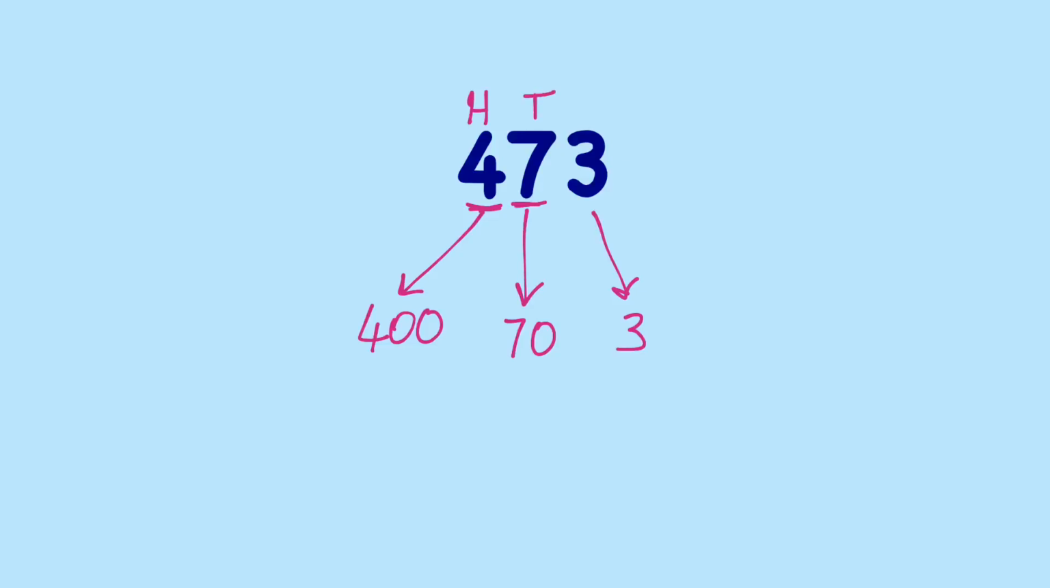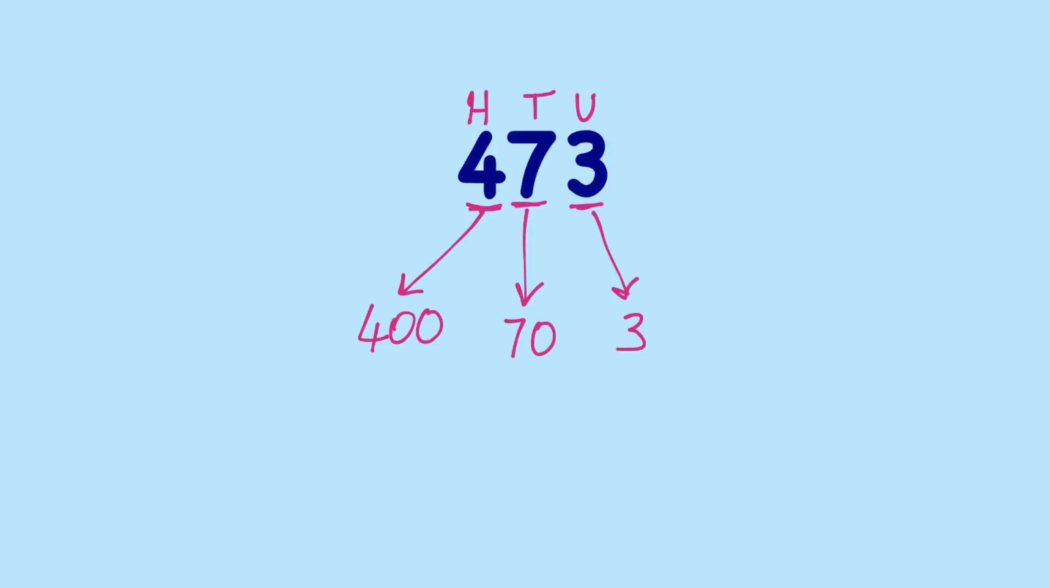Let's take the number 473. Now we can say that the number 473 is made up of 400 and 70 and 3. We've partitioned this number because we've shown what each of the digits represents. The digit 4 is the hundreds digit and that represents 400. The digit 7 is the tens digit and that represents 70. And the digit 3 is the units digit and that represents 3.